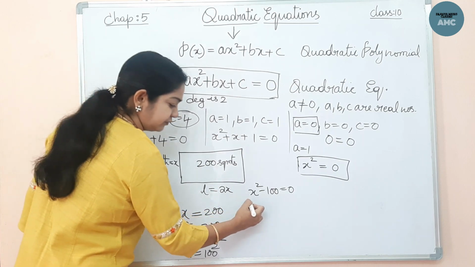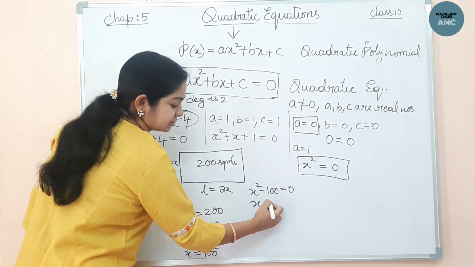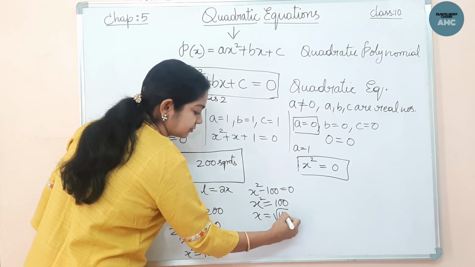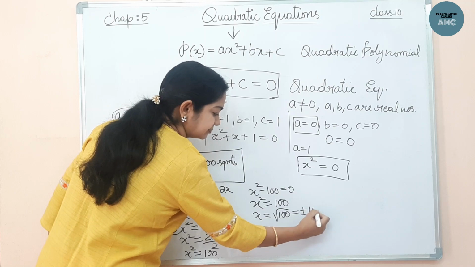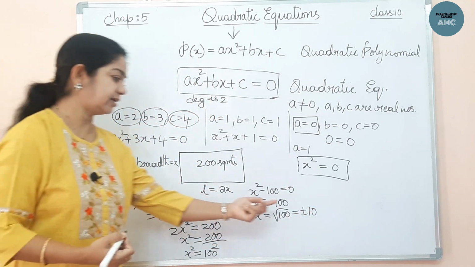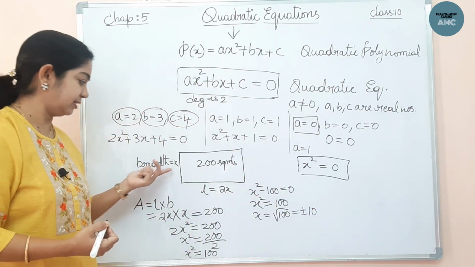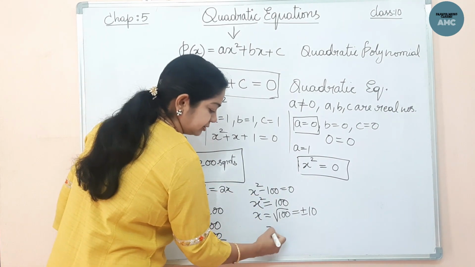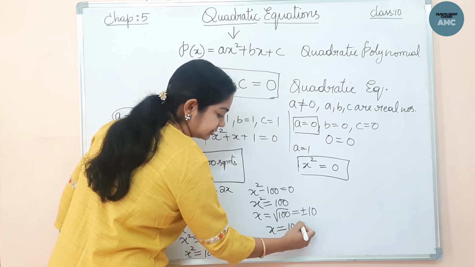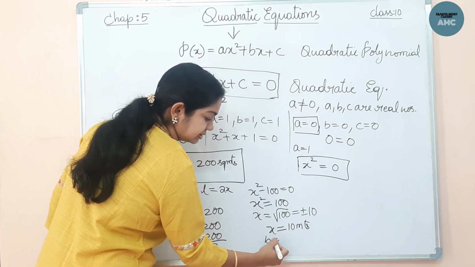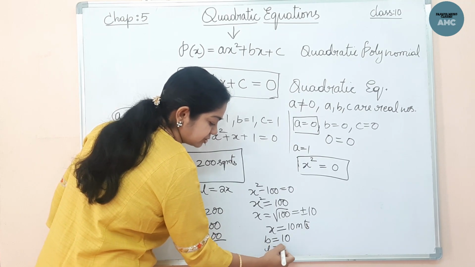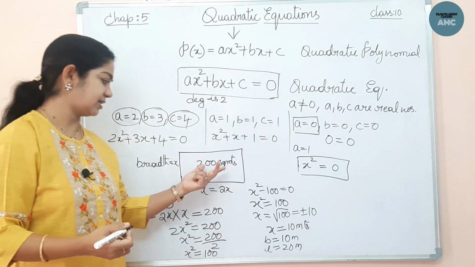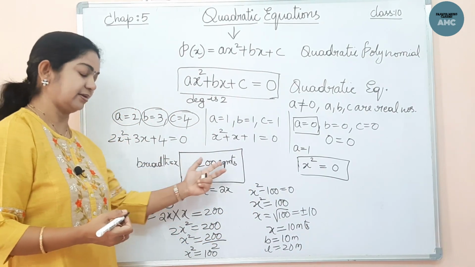If I want to find the dimensions, so if x square is equal to 100, now x value is root of 100. Root of 100 comes to plus or minus 10, isn't it? But we cannot take minus 10 because it is the measurement, the length and breadth cannot be negative. So we should take 10 meters. So the breadth is 10 meters and the length is twice the breadth, so 20 meters. So in this way, this is a real life situation.